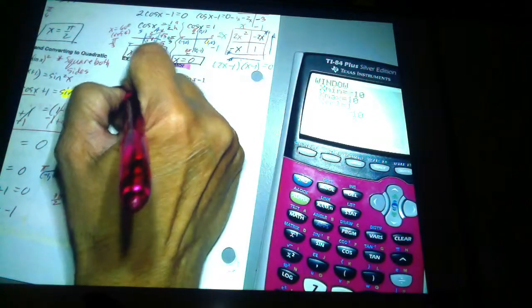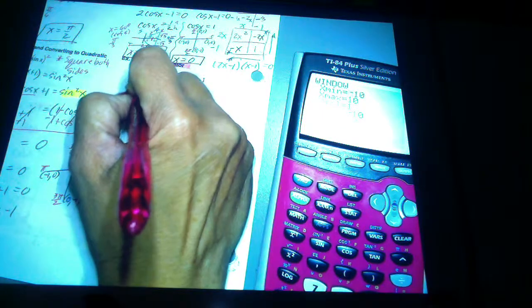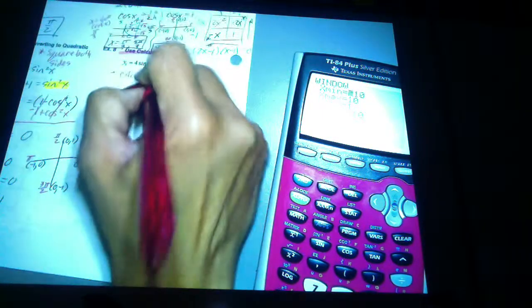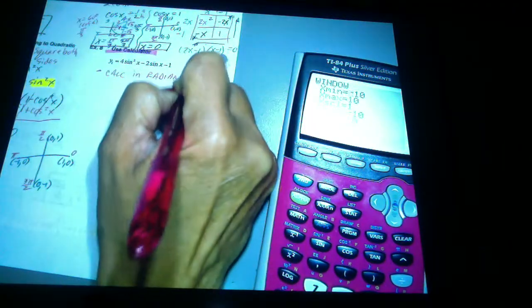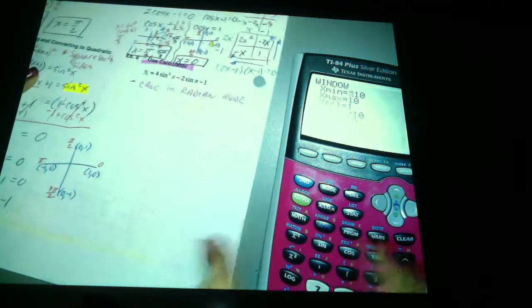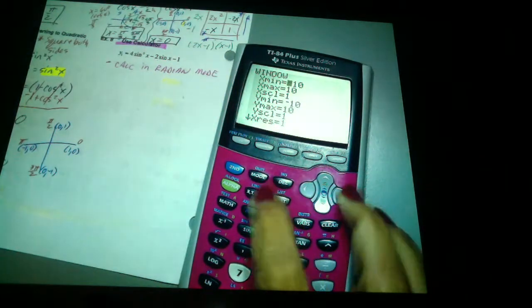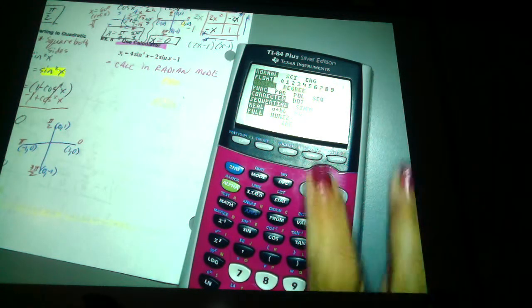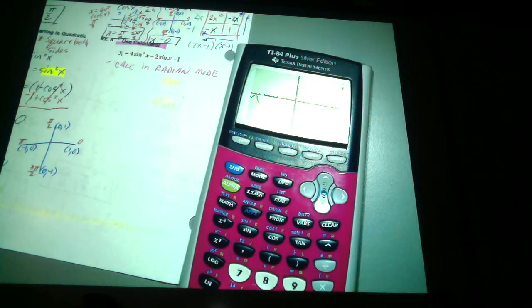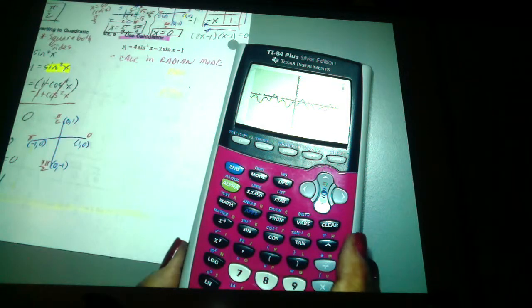So that's number 1. Number 2, you want to make sure that your calculator must be in Radian mode. So I'm going to go to mode, and I'm going to click on Radian, hit enter. Now if I hit graph, oh darn it, it's doing it correctly. Well, some of you, hang on, let's see if I can make it look funky.